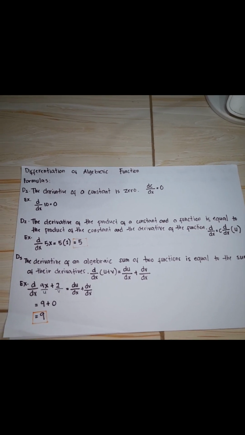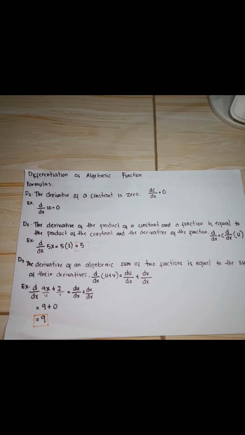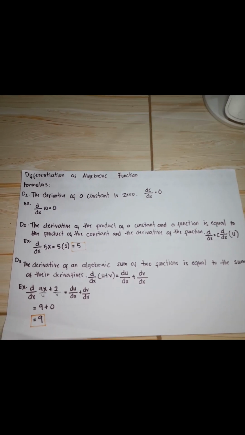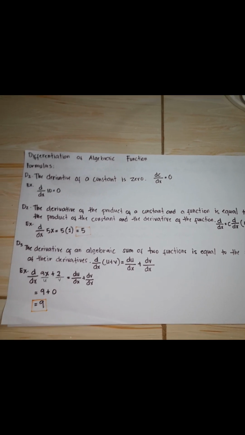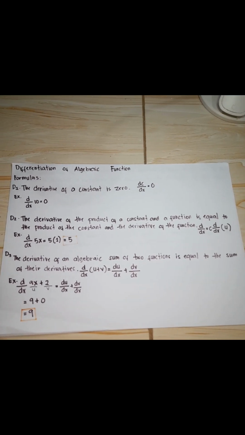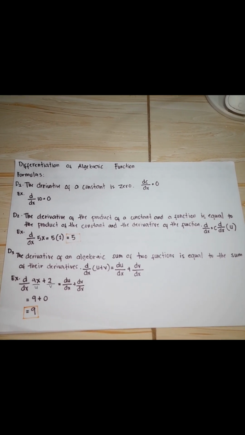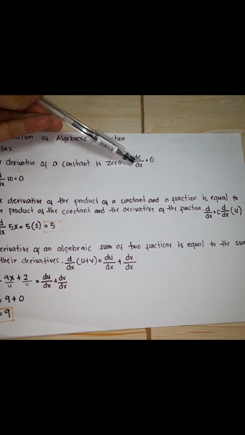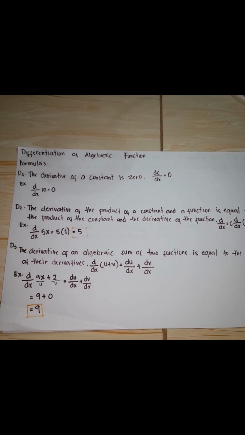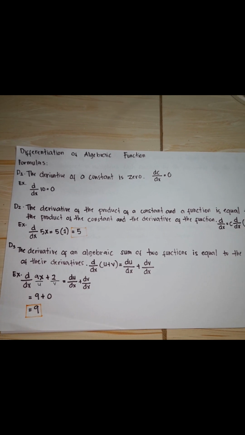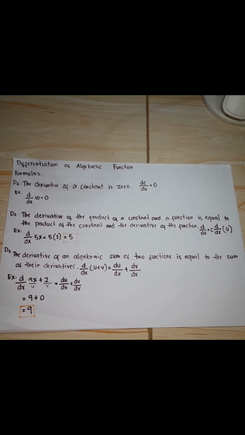So before anything else, I just want to clarify the differentiation and the derivatives. So differentiation is the process on how you solve the problem, while the derivative is the answer. So let's start with D1. So the derivative of a constant is 0. So example, this is the formula, and the example is here. So d over dx of 10, it is equal to 0. So any number, for example 100, 1 million, it's always equal to 0. That's the D1.